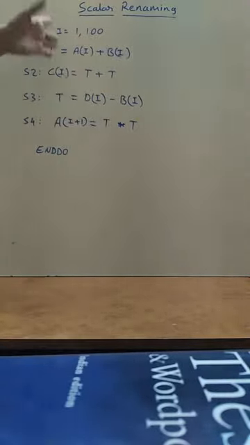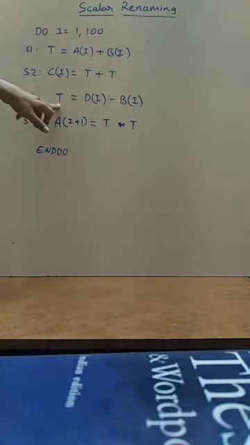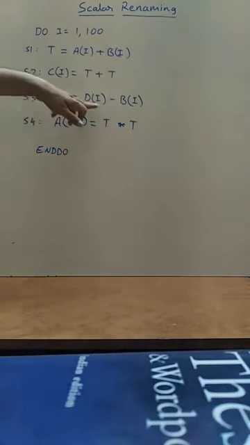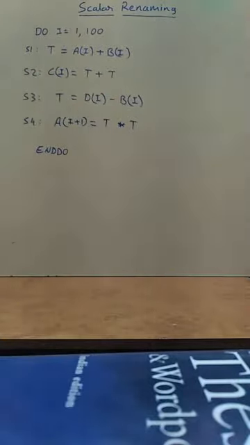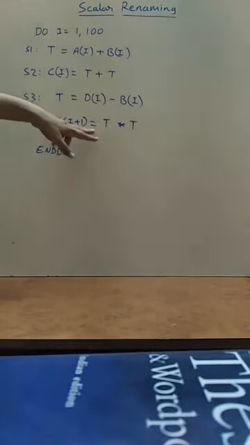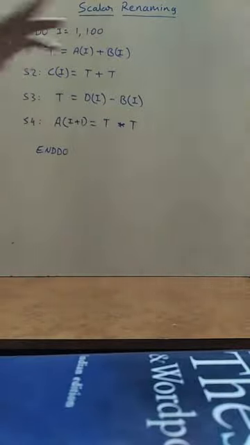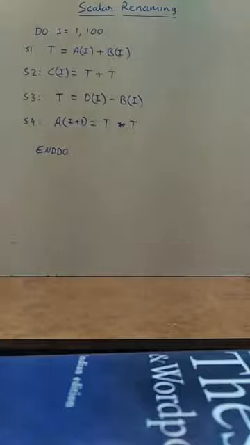Here T is a scalar variable. Then S3 is T is equal to B of I minus B of I. And the fourth statement is A of I plus 1 is equal to T multiplied by T. Now in this program, you just try to draw the dependence diagram.